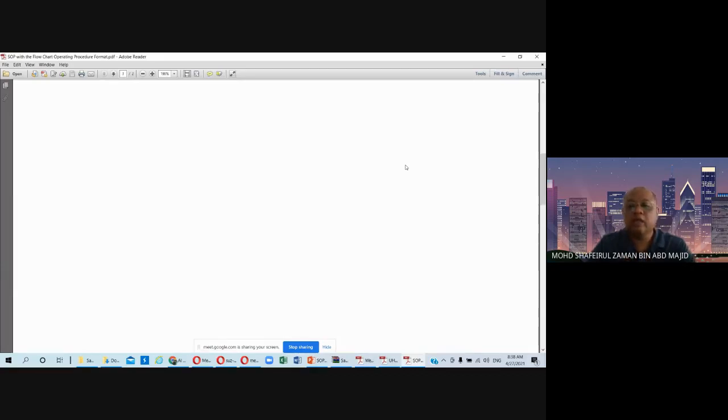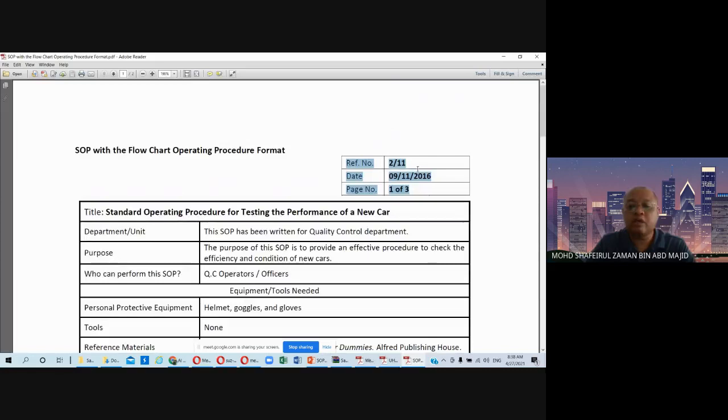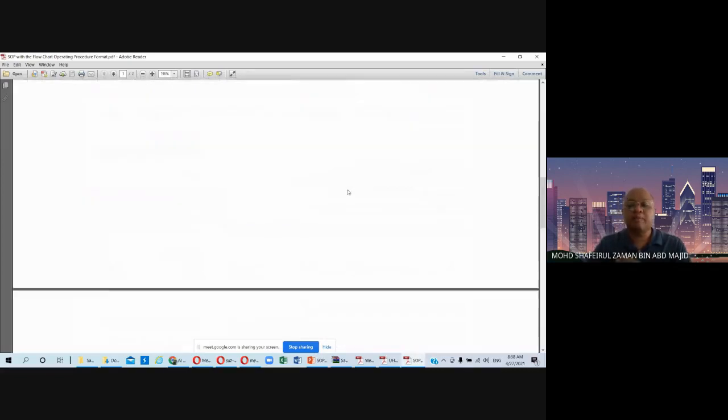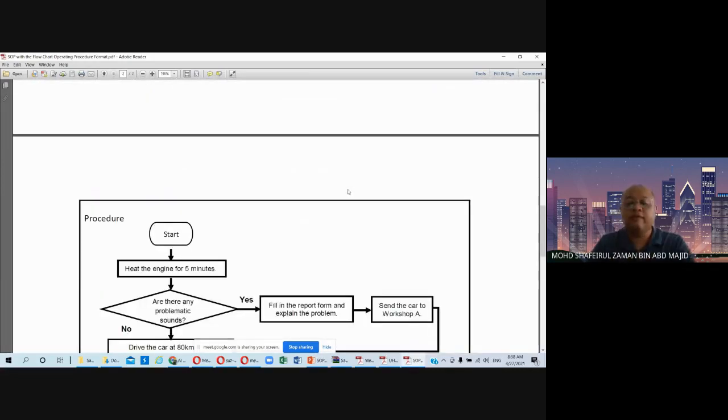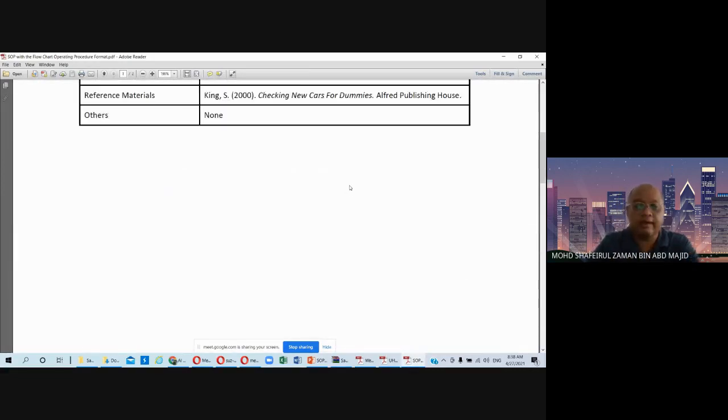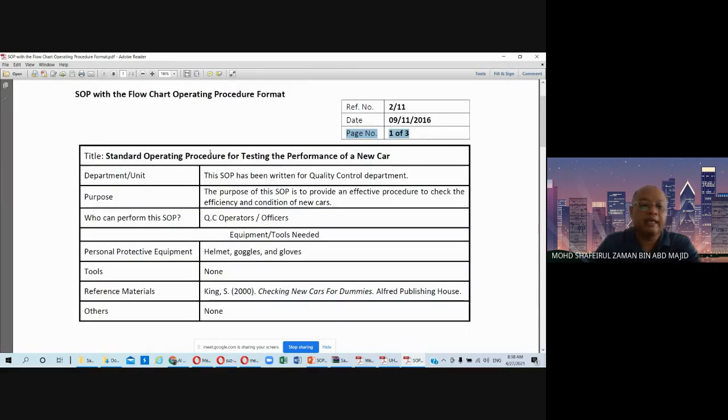You need to change only the information of the page number. So this is page number 1. When it comes to the second page, it's going to be page 2 of 3, for example. The title: Standard Operating Procedure for Testing the Performance of a New Car. What is the mistake here? Can anyone highlight the mistake?